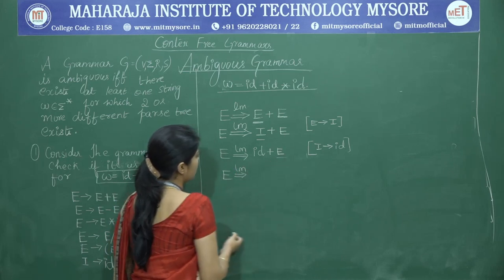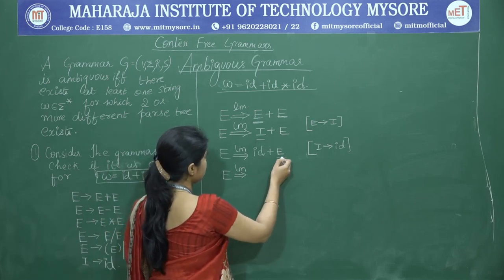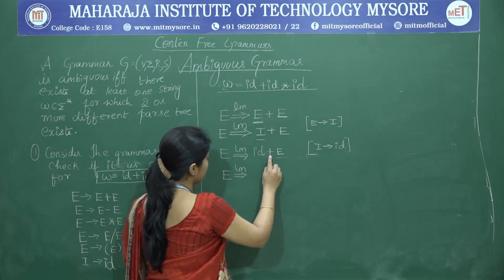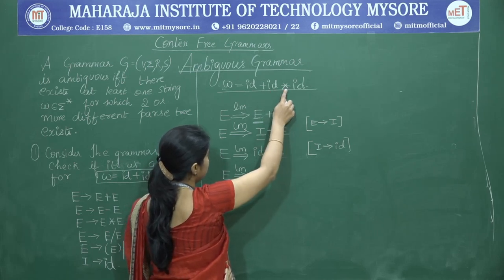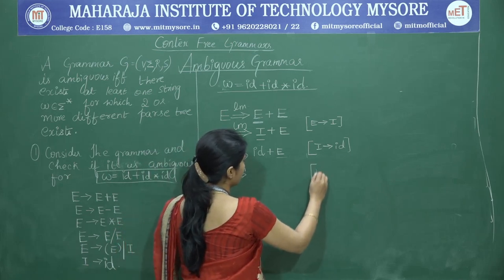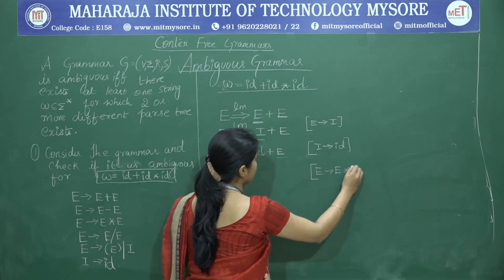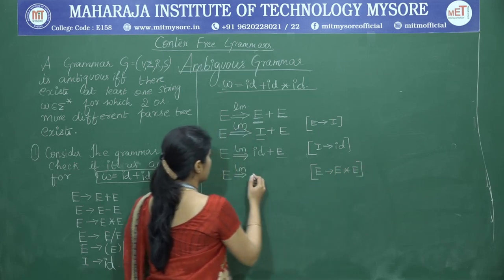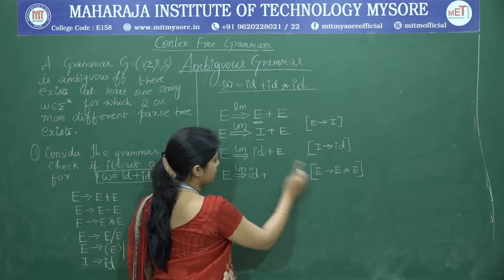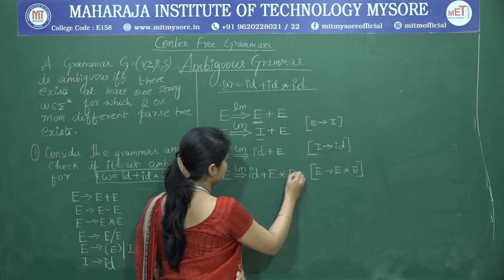Next, this becomes the leftmost variable. This leftmost variable again has to generate something. What is there after plus? After plus we have id star id. Therefore, E should be able to generate E star E. So, id plus, this E is getting replaced by E star E.